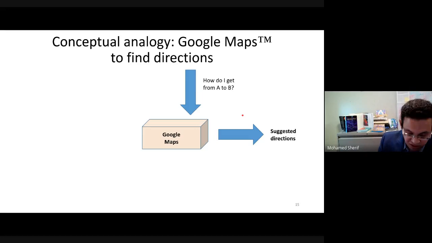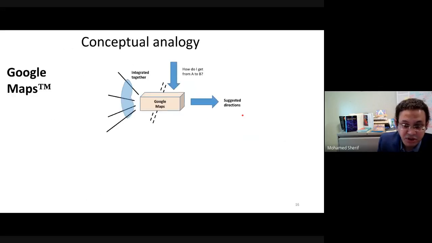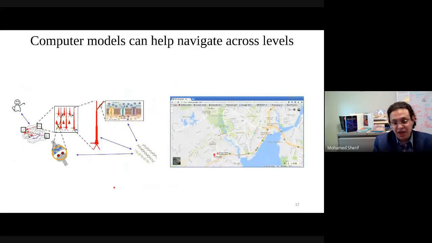And it gives you suggested directions. In order to get to that map, you have to integrate all of the information that I just highlighted and much more. Similarly, in order for us to come up with a hypothesis of how a medication works in a particular condition, and get suggested mechanisms or hypotheses, we would use computer models to integrate multiple types of data about cells, connections between the cells, the molecular response to medications, and so forth. So you can think of computer models as a map to navigate across the different levels, going from the molecular level all the way up to more complex representations. I'm not going to say all the way to symptoms, but all the way to more complex representations.